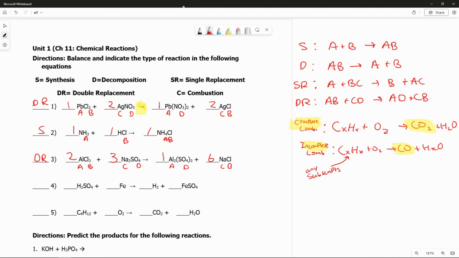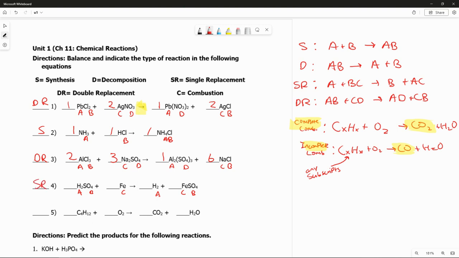All right, number 4. We take a look at this. So H2SO4 Fe. So A is hydrogen, B is SO4, and C is Fe. And we have now A and C plus B. So although it's not exactly similar, it's the same concept that the C here replaces the A. Therefore, it is a single replacement.